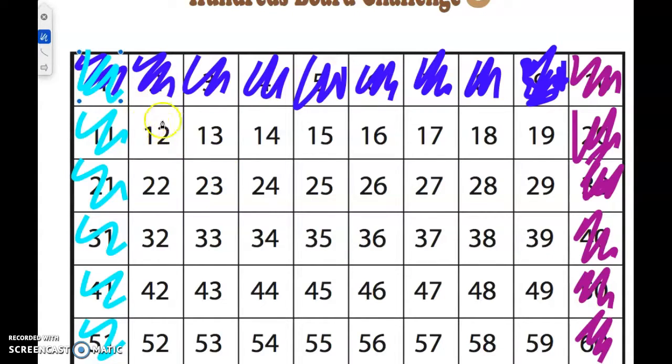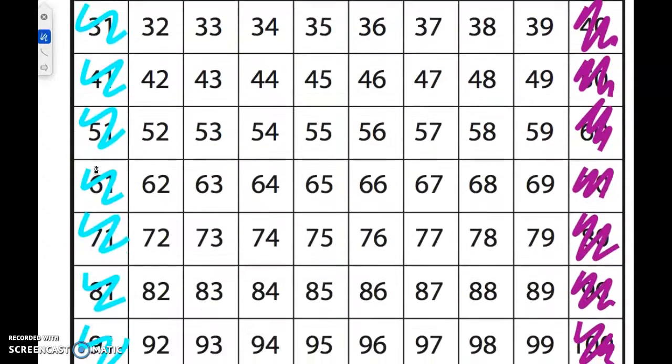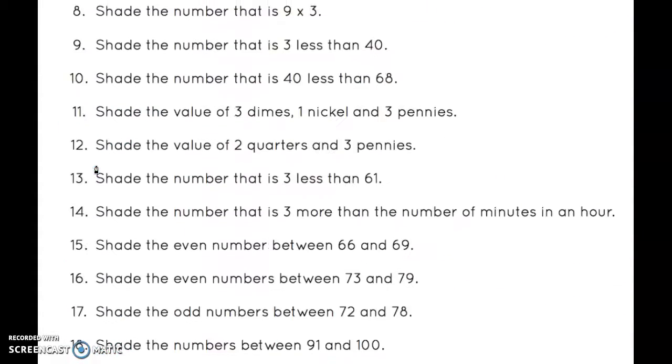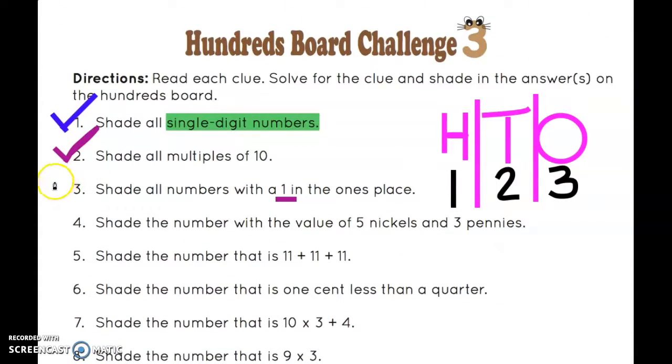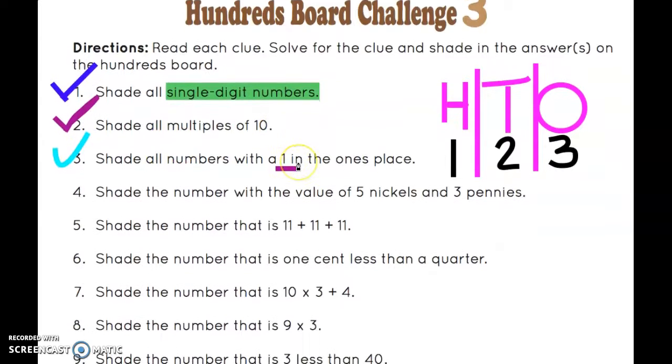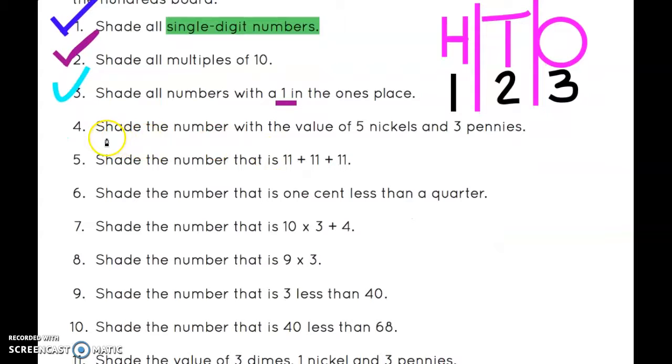Now, how come I can't color in this one? Because look, the 1 digit is not in the ones place. It's in the tens place. So the only color should be this. All right, I just did the third clue. And I'll do one more with you guys, okay?